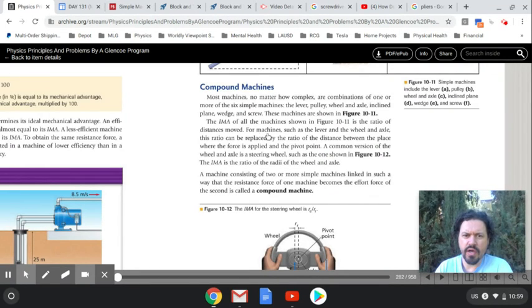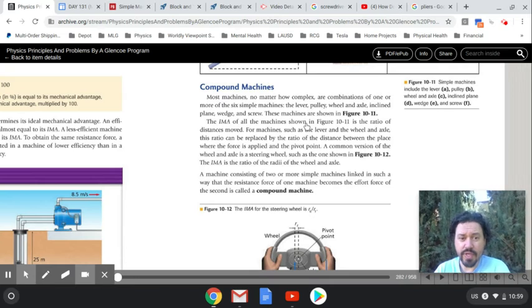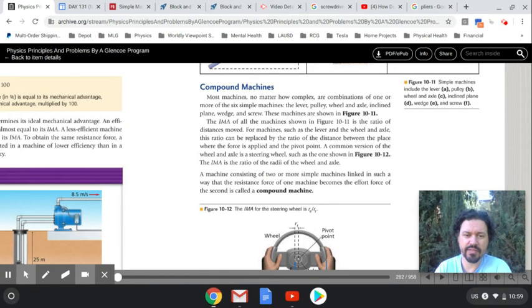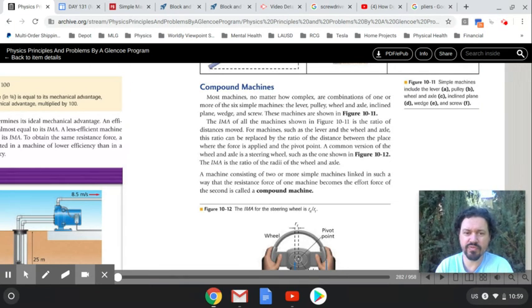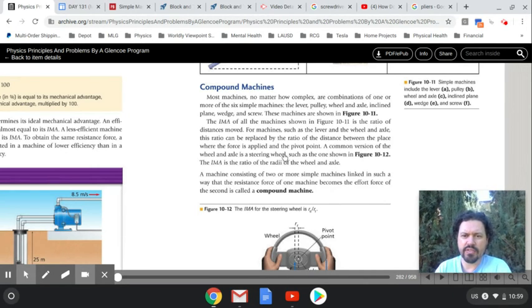So, when we're calculating IMA, it's a ratio, right? Dividing one thing by another, a ratio of forces for mechanical advantage and a ratio of distances moved by those forces for the ideal mechanical advantage. And so these are things that we can measure, especially the distance, or the displacement, part. It's really easy to measure.